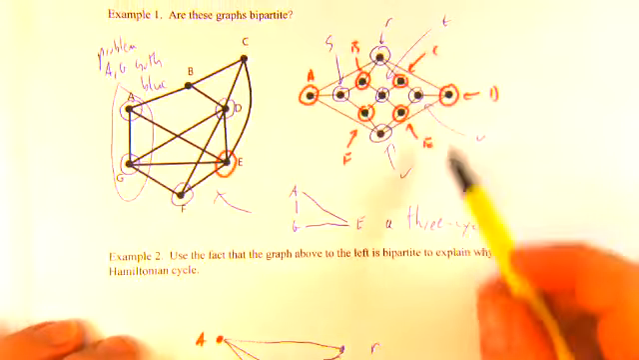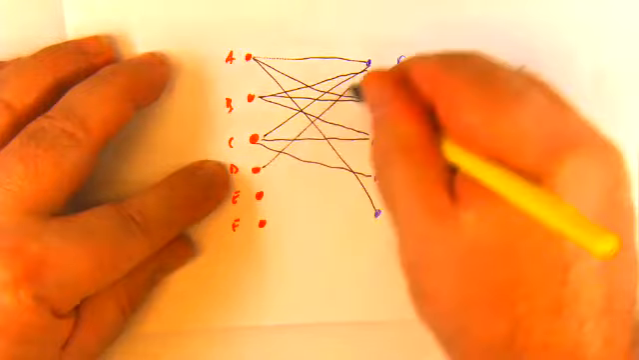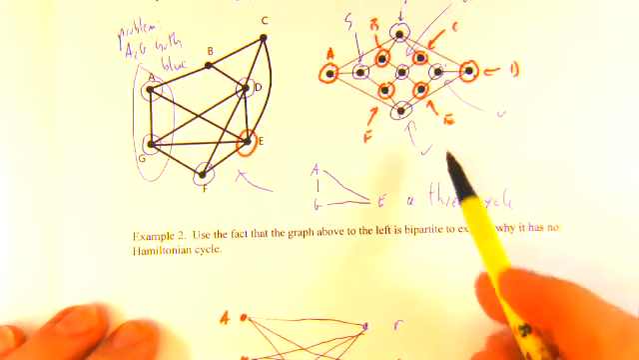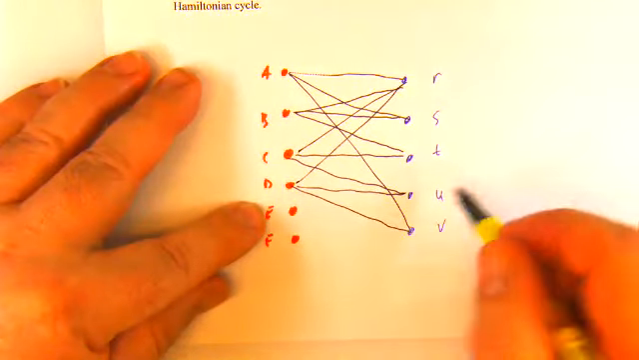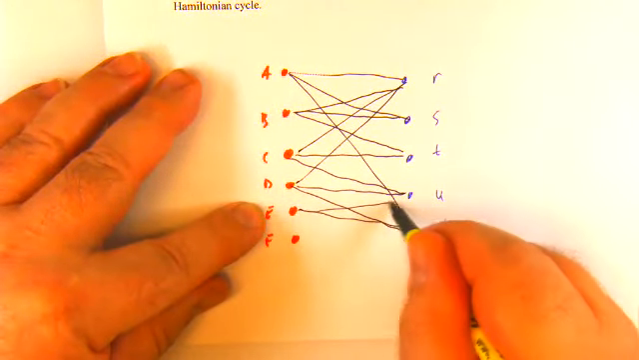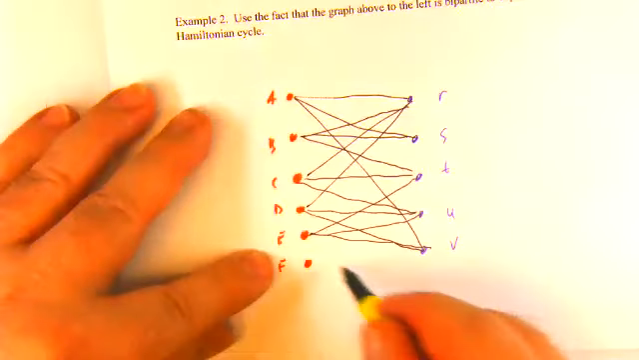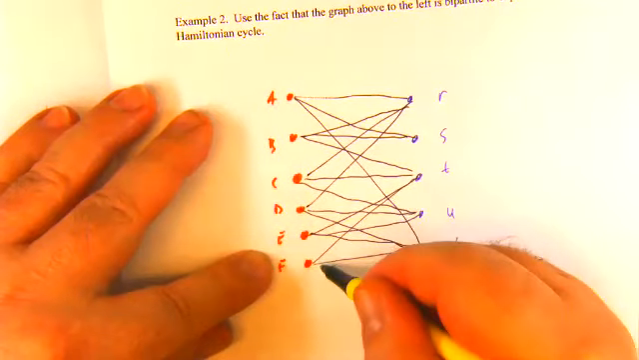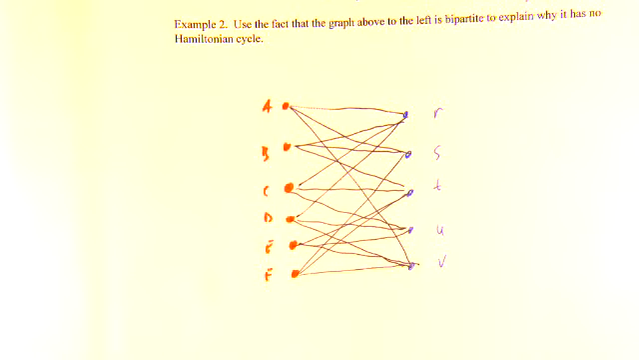What about D? D is connected to R, U, and V. What's E connected to? E is connected to V, T, and U. And finally, F. F is connected to V, T, and S. Okay. So there's a graph of this as a bipartite graph.